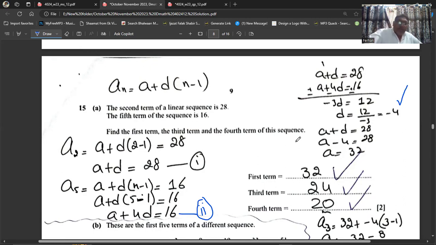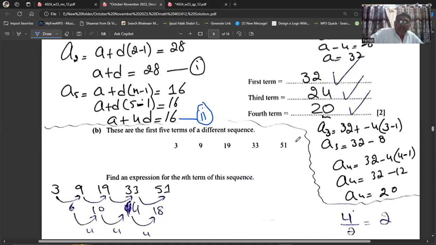The third term, if you want to find out, I can tell you the third term. Third term will be 32 plus, and the common difference is minus 4, bracket 3 minus 1, because you are trying to find the third term. The n value is 3. So the third term will be 32 minus 8, and that is 24.